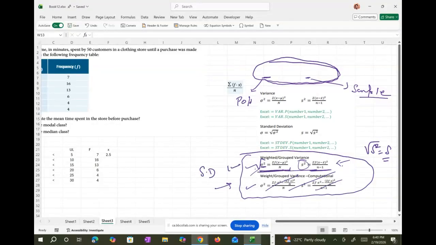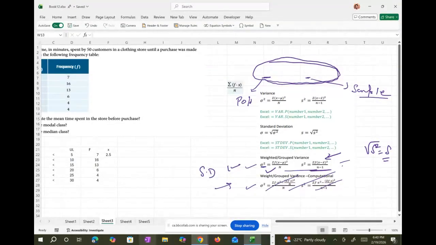So this formula we will use when we are dealing with the table, any one of these two formulas. This is for population, this one is for sample. So hopefully you understand when to use which formula. And please refer to this again and again because I know you're going to be confused about when to use which formula.